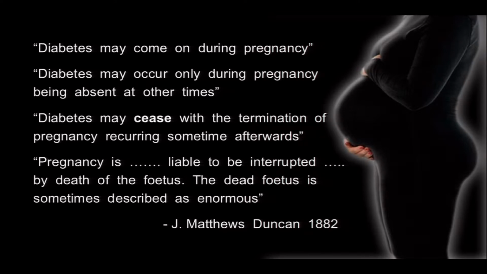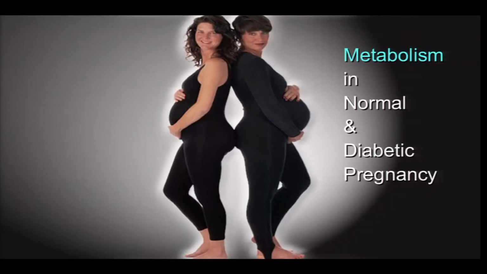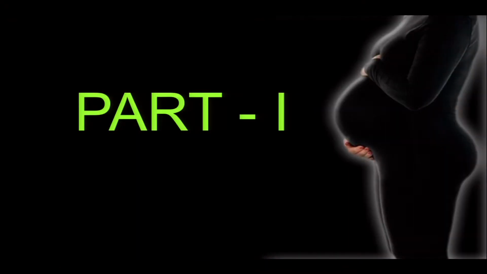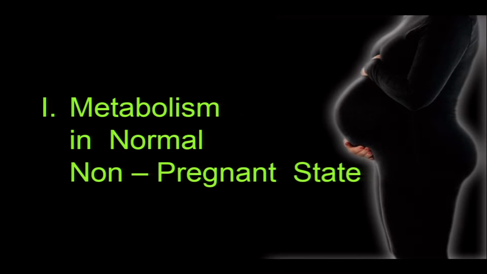This is gestational onset of diabetes. This is true gestational diabetes. This is diabetes as a pre-diabetic phenomenon, and this is diabetes manifestations or diabetic phenomena without diabetes being present during pregnancy. I will go on to the metabolism in normal and diabetic pregnancy. I have divided my talk into two parts. Part one will strictly confine itself to the pathophysiology and metabolism in the normal non-pregnant state.